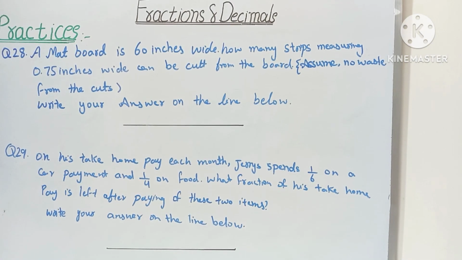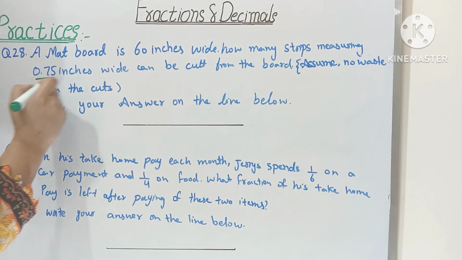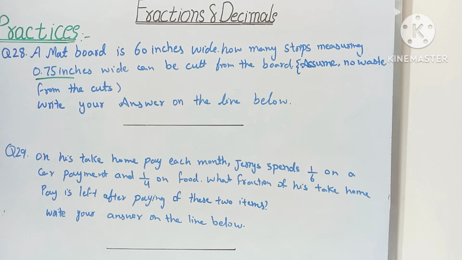Question number 28. A mat board is 60 inches wide. How many strips measuring 0.75 inches can be cut from the board? Assume no waste from the cuts. Write your answer on the line below.